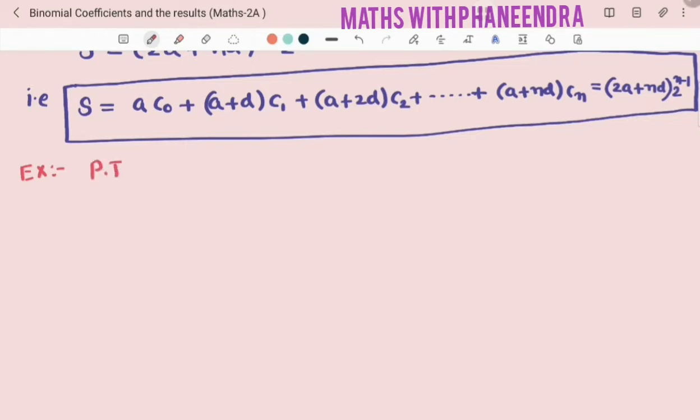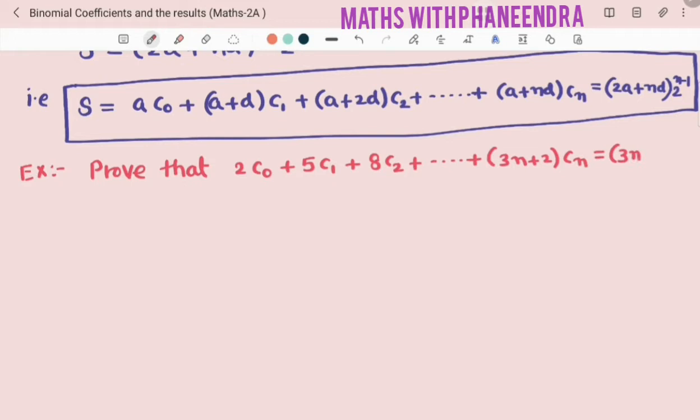Prove that. Like this they will ask the question. They will ask the complete word. Prove that 2C0 plus 5C1 plus 8C2 plus and so on plus (3n plus 2) into Cn is equal to (3n plus 4) into 2 power n minus 1.